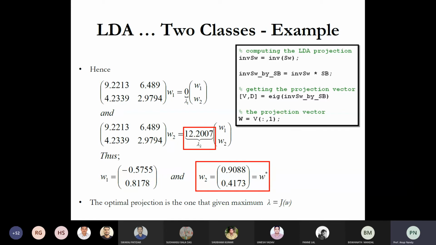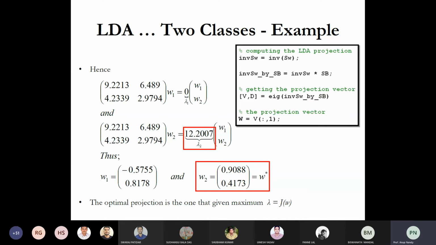So you have W1 equal to this expression that you are going to get, and W2 equal to this expression. As lambda 2 is larger than lambda 1, obviously this W star is the optimum value. Whenever a star is there, it is called the optimum value, the argmax of W for J(W). So we have optimized over the values of W so that this function is optimized. Now W2 is equal to 0.9008 and 0.413.